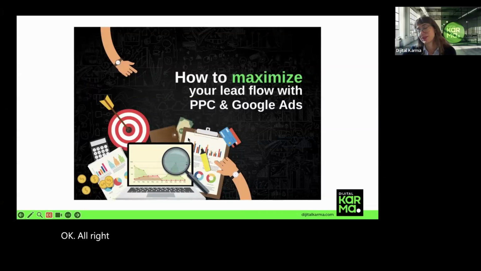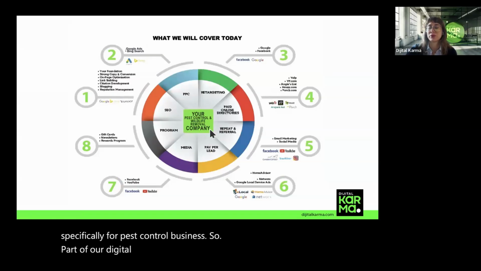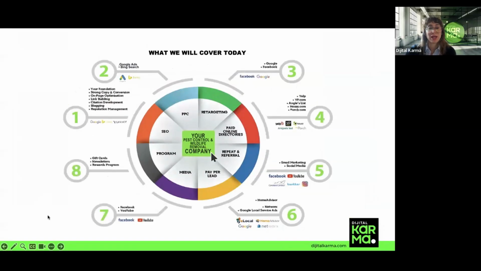We are going to be talking all about Google Ads and how to leverage pay-per-click advertising and paid media to generate more leads, more sales, and more opportunities, specifically for pest control business. Part of our digital dominance picture is a strategy for maximizing your lead flow through the internet, from building a website that converts, to ranking organically for your most important keywords, to buying leads from Facebook, Meta ads or Google Ads, or content management or Google My Business.